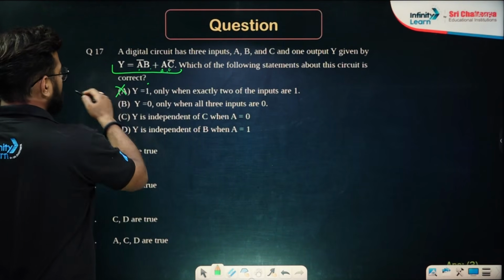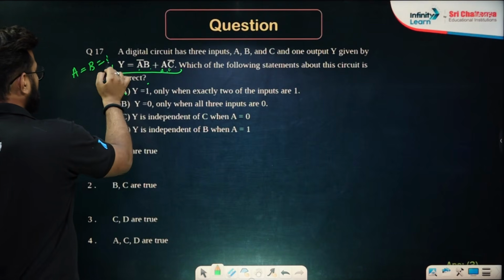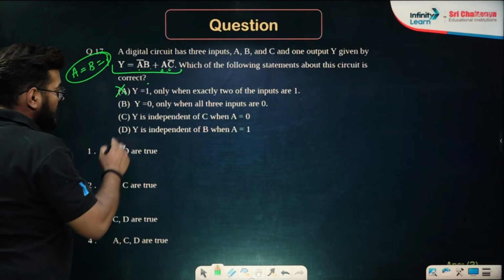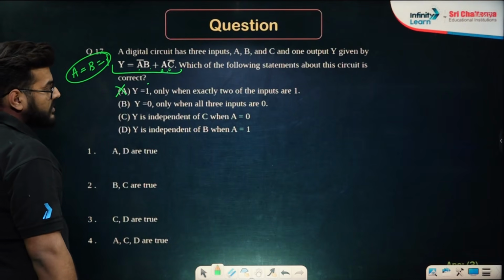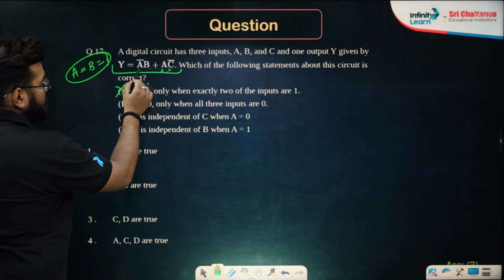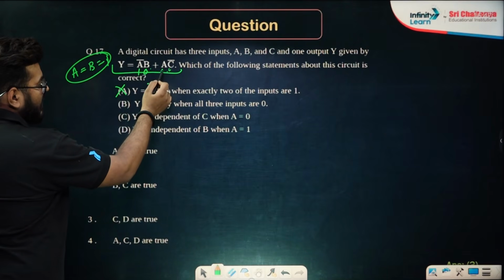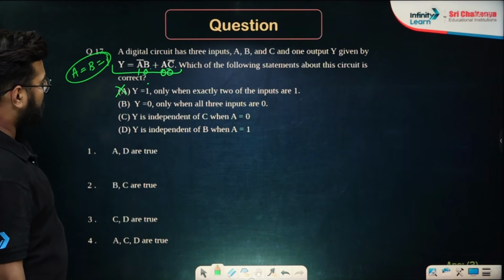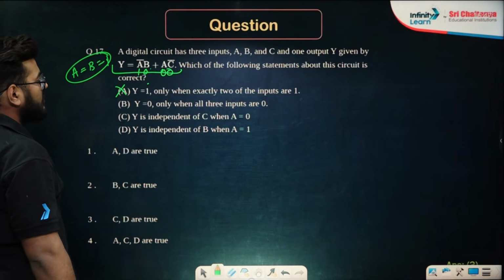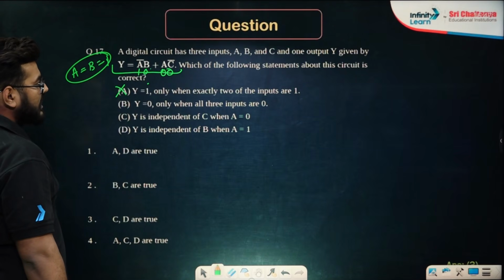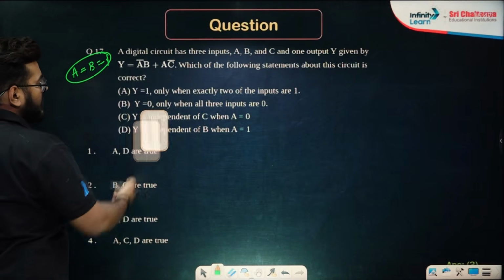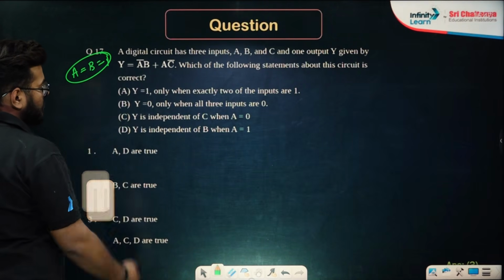You consider any two, you take A and B as 0, A and B as 1 and try to see whether it is turning out to be 0. No, it depends on the value of C. Y is 0 only when all the 3 inputs are 0. If all the 3 inputs are 0, so here will be 1, here will be 0, here will also be 0. Okay, so they are saying Y equals 0 only when all 3 inputs are 0. When all the 3 inputs are 0, then it is only 0? No, I don't think so. It can be 0 in other circumstances as well.